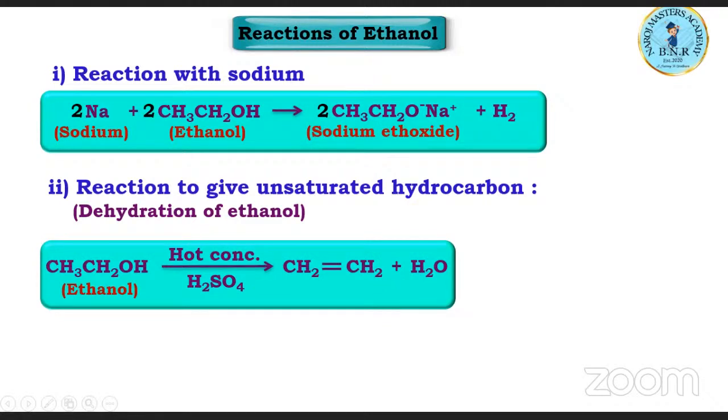Is it right? C2H4. What is the name of this structure? Ethene. Ene, why? Because a double bond is present. And what is formed here? Water. Very, very important.